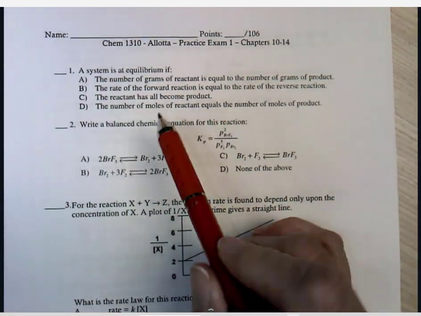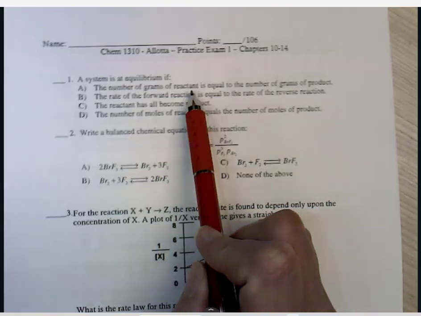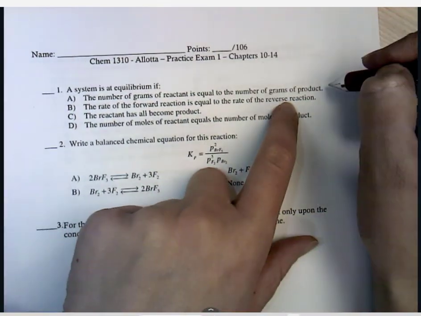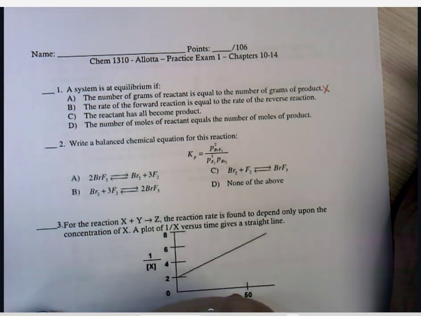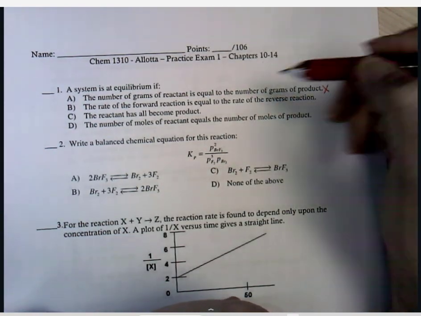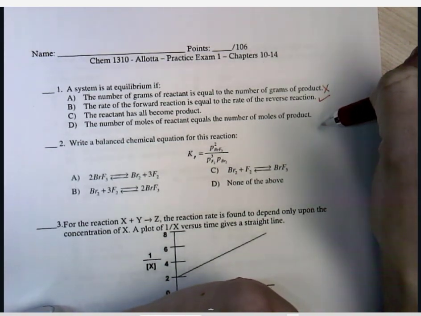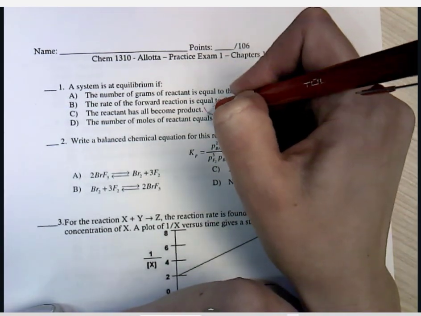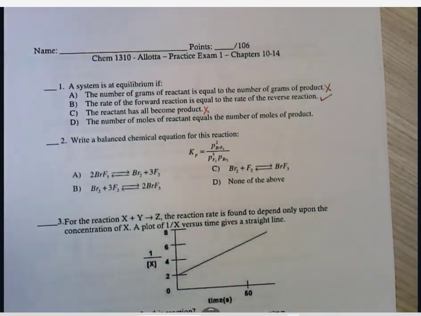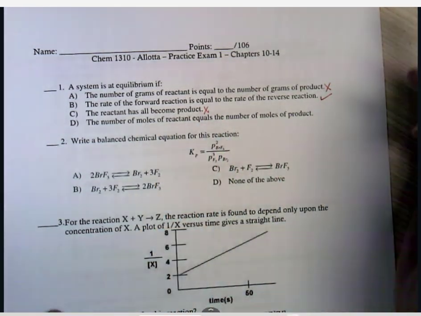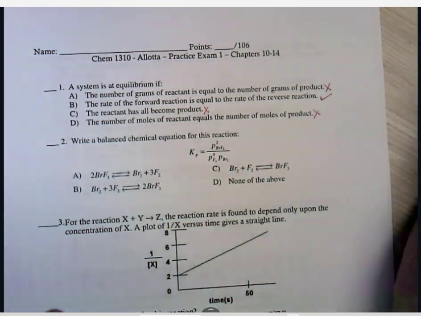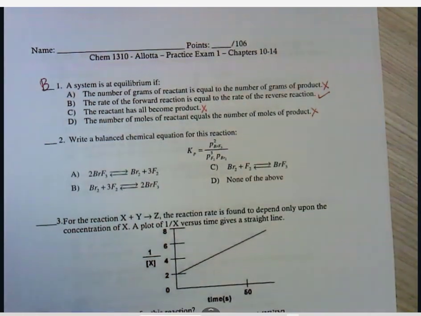So when is a system in equilibrium? If the number of grams of reactant equals the number of grams of product, no, right? It doesn't have to be equal of those. The rate of the forward reaction is equal to the rate of the reverse reaction. That sounds good. The reactant has all become product. Absolutely not, right? Equilibrium means that there is some reactant left. And the number of moles are equal. No. So the only one that makes sense is B.